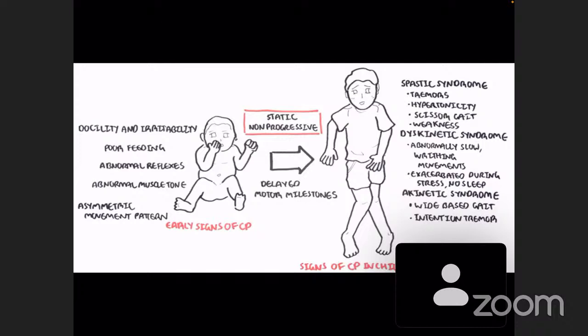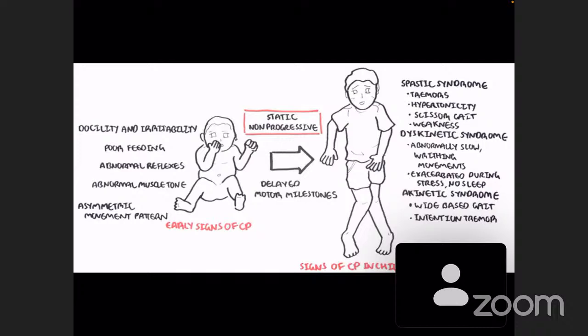Whereas in quadriplegia, they have more cognitive defects, lower IQ, and more recurrence of seizures. And feeding difficulty is more commonly seen in quadriplegia rather than diplegia.